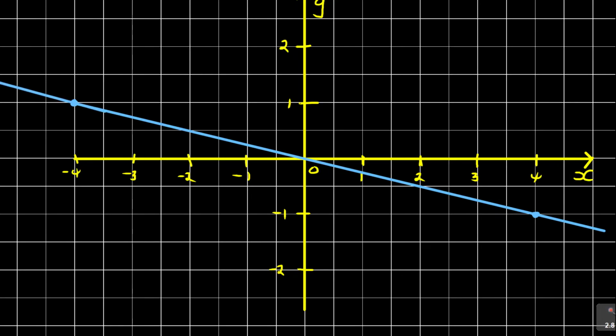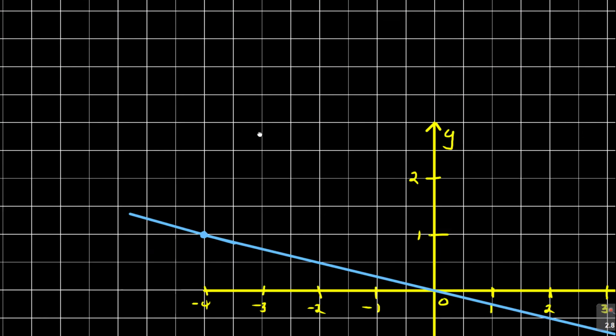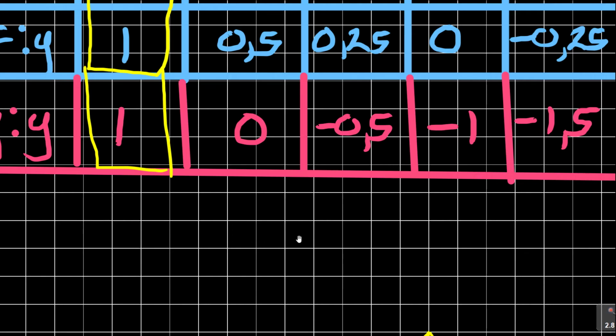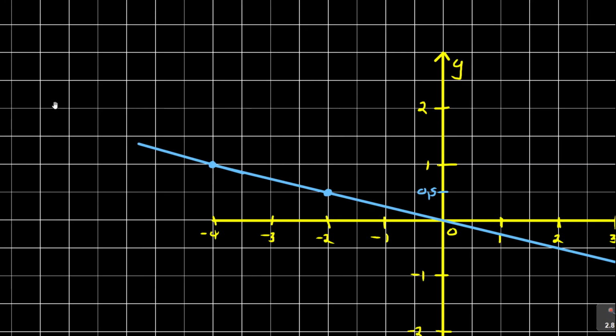We can try it, we can check it, just for interest's sake. Let's look at the other points. What was the other point? It was -2 and 0,5. Let's look for -2 and 0,5. You see, this is my 0.5. There is the point. You see that? And then the other one is -1, 0,25. You see that? -1, 0,25. You see, it's almost in the middle.